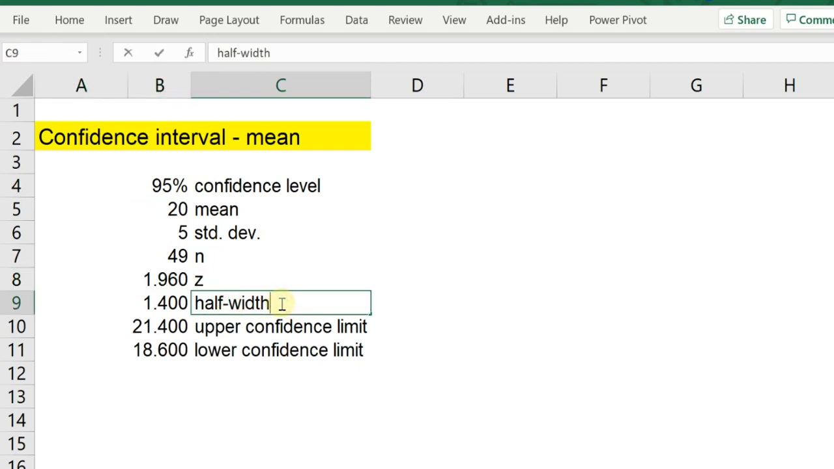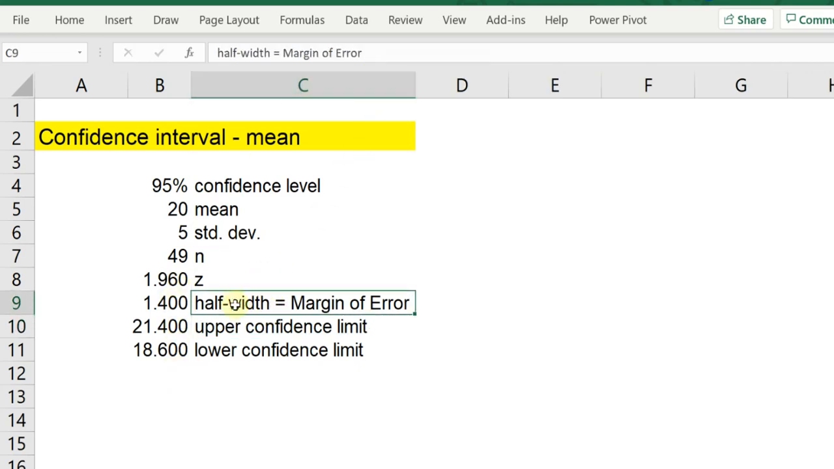And here's a half width. Remember what the half width was? If you double click, the cell is activated. Half width means what? Margin of error. So there you go. If the question asks what is the margin of error, that's what that is, 1.4. And here is the upper and there's the lower confidence limits. It goes from 18.6 to 21.4. So that's going to be the answer to our exercise.